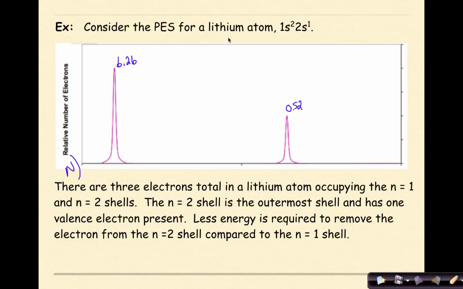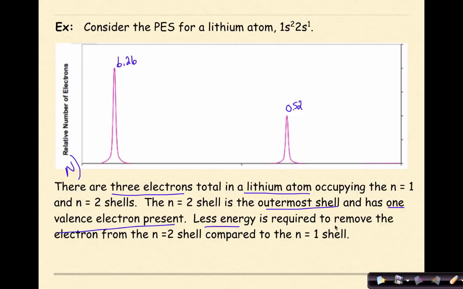Consider the PES for a lithium atom, 1s2, 2s1. There are 3 electrons total in a lithium atom, occupying the first and second shells. The second shell is the outermost shell and has 1 valence electron present.